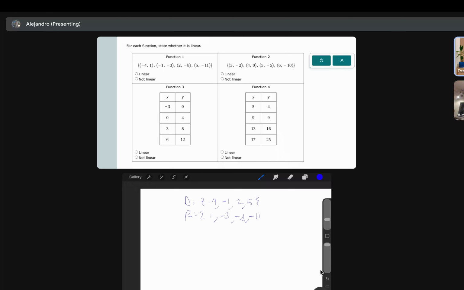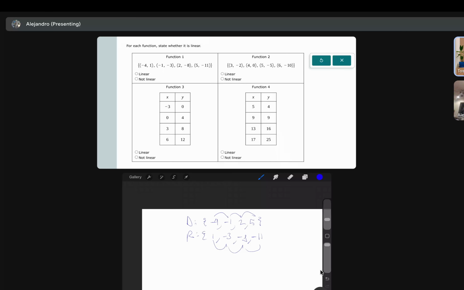You can look at the difference between them. Negative 1 minus negative 4, negative 1 plus 4, so it's 3. I'm doing the latter minus the prior. 2 minus negative 1, that's 3. 5 minus 2, that's 3.